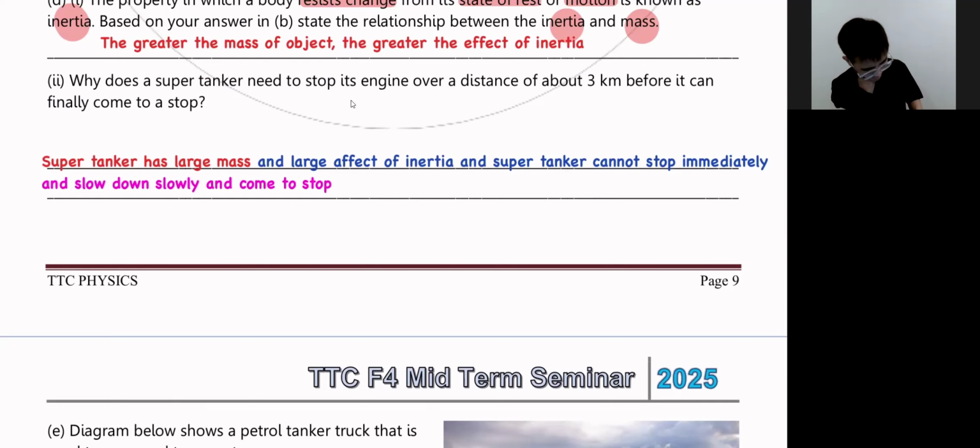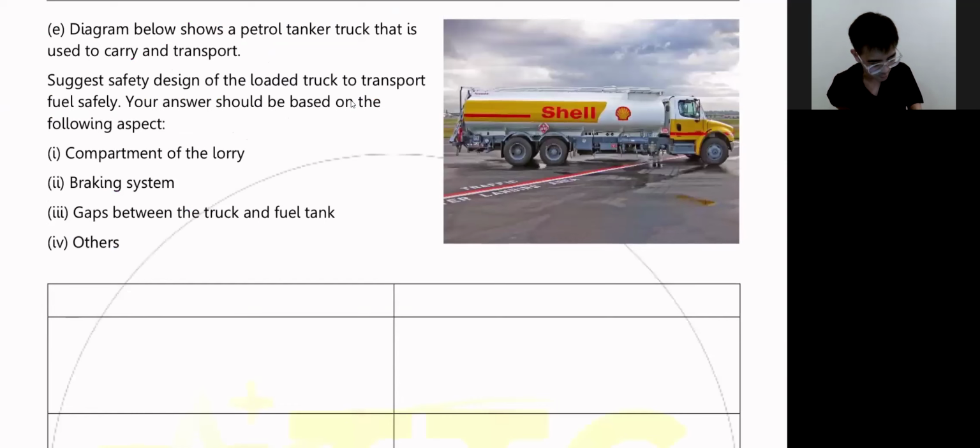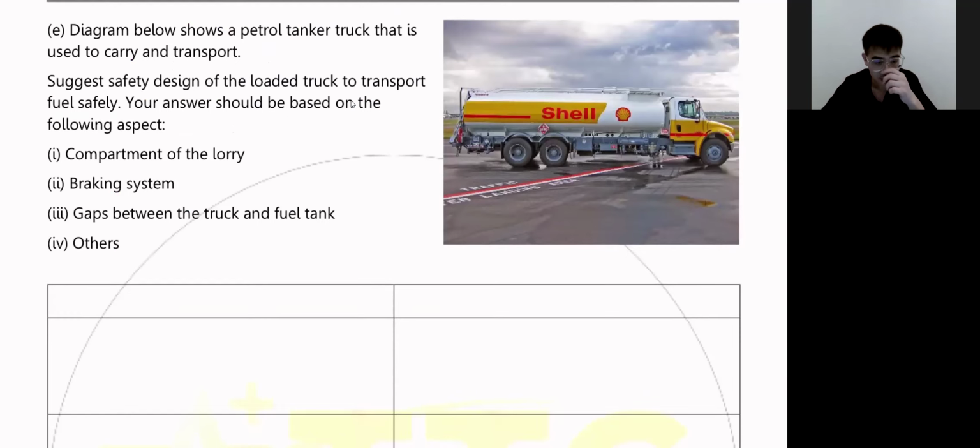Okay, that's question D. Now let us move on to the last one, the essay question, question E. Question E is also related to inertia because the whole question will be related to inertia. Question E asks, the diagram below shows a petrol tanker truck that is used to carry and transport oil.